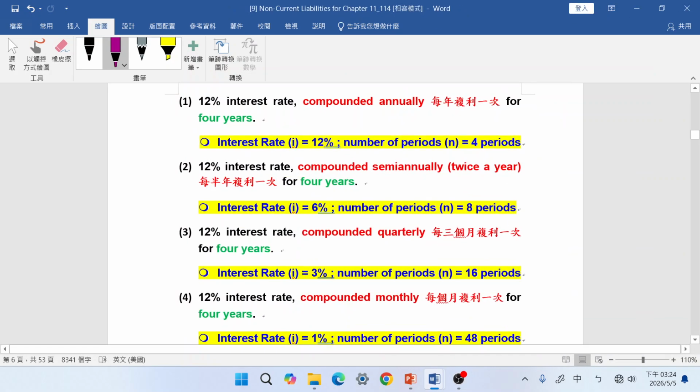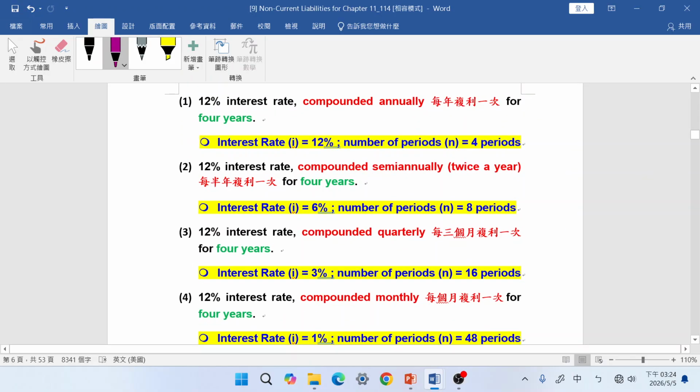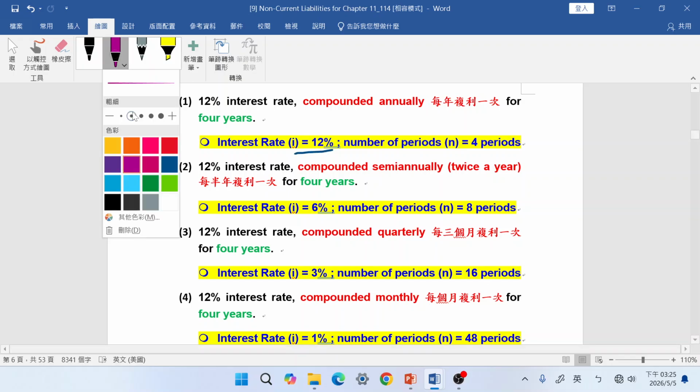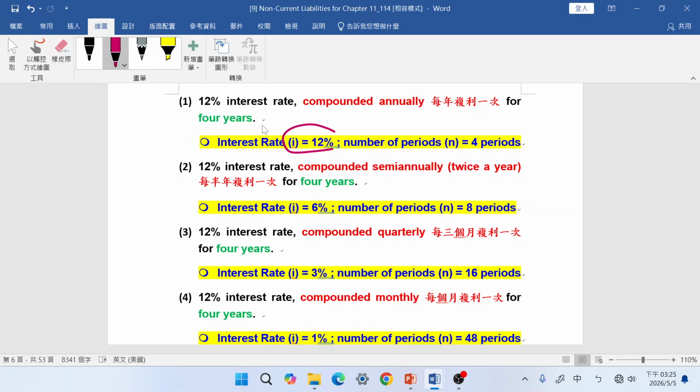Okay, are you done? For first case, what's your I? 1 year. 12%, right? So for each compounding period, 12%. How many times? 4 years, right? So N should be 4: 1 time for 1 year, for 4 years.